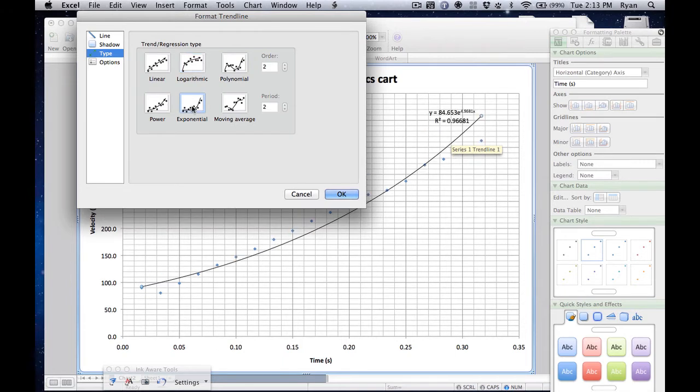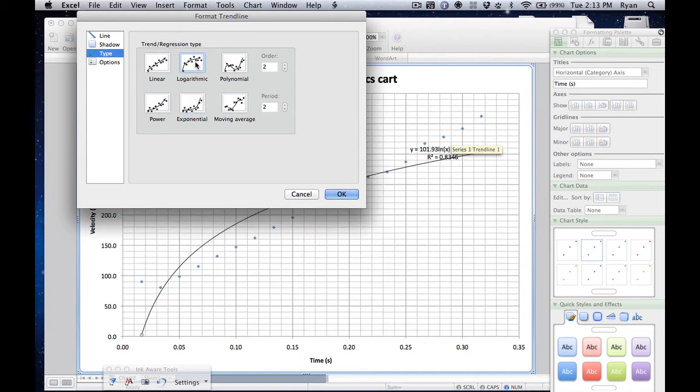Same thing with exponential. This is good for something like exponential growth. If you're working with exponential growth, use this one. Logarithmic would be sort of the same thing, but this is more like exponential. Anyway, use these two if you think it's likely.